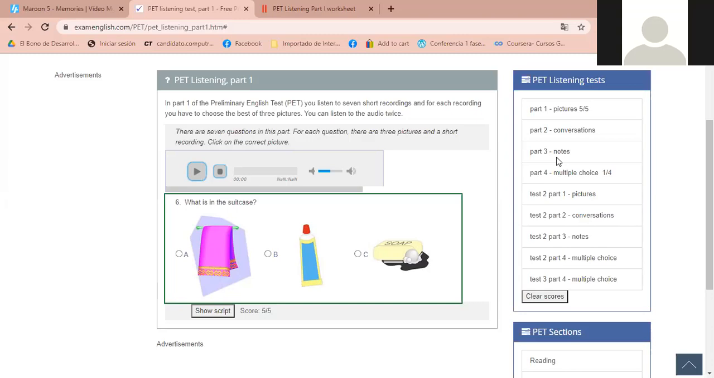What is in the suitcase? What's in the suitcase? Vamos a ver, tenemos 3 objetos, ¿no? Y tenemos que buscar cuál de estos objetos ya está dentro de la maleta. We have a towel, we have toothpaste, and we have soap. Let's listen. Vamos a escuchar.